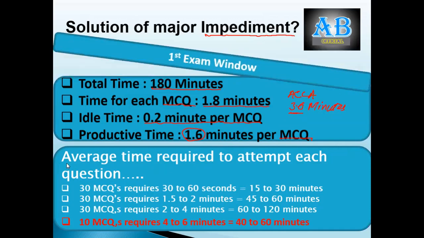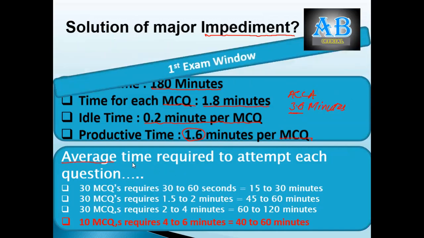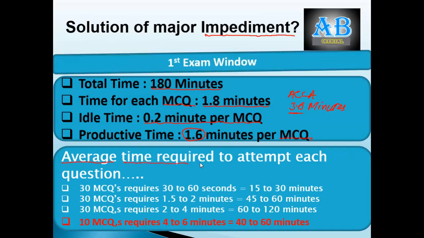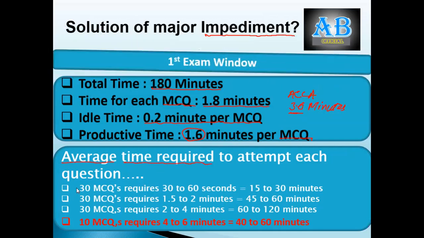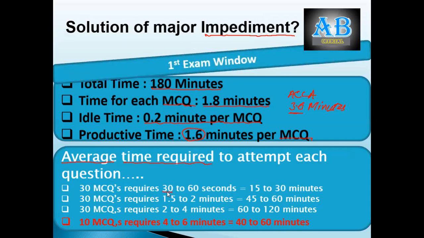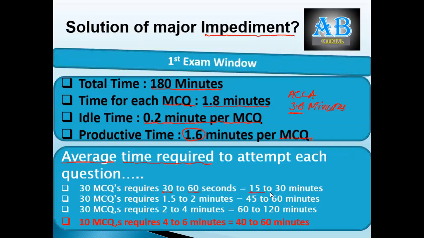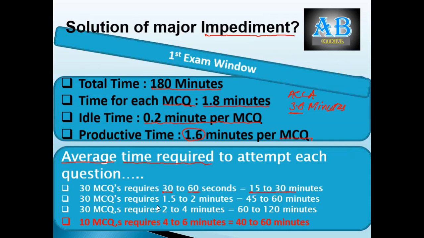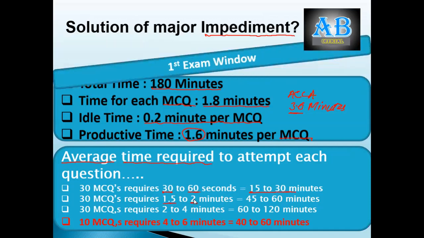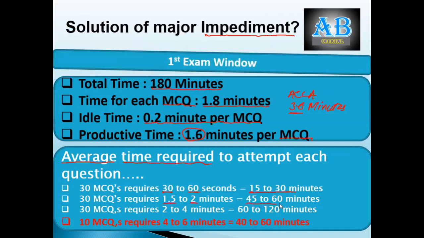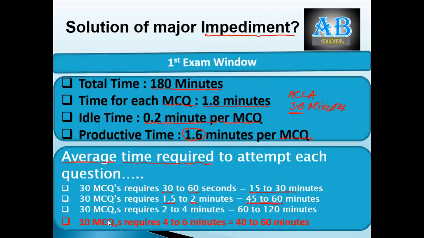This is my experience as a student when I appeared in my CMA exam, and as a trainer, the average time requirement to attempt each question. You may have 30 questions that will require 30 to 60 seconds, so this area will be completed in 15 to 30 minutes. Then you may have 30 questions which will take 1.5 to 2 minutes, so these 30 questions will be completed in 45 to 60 minutes.